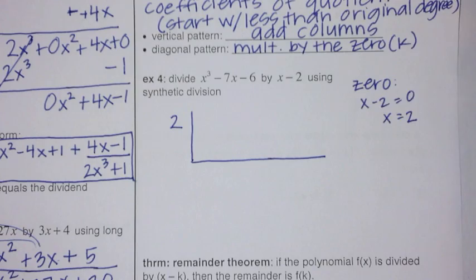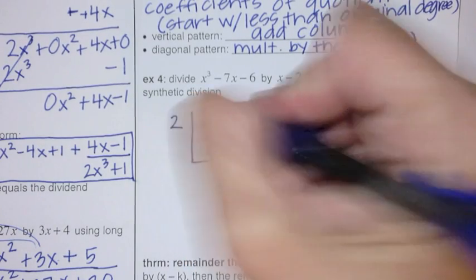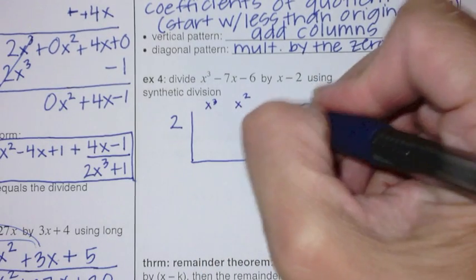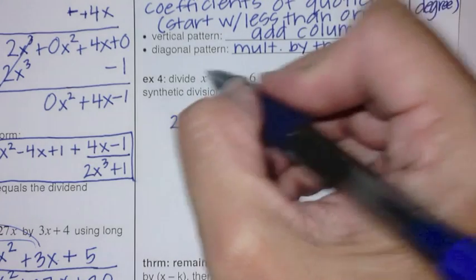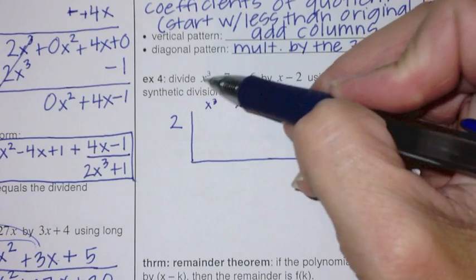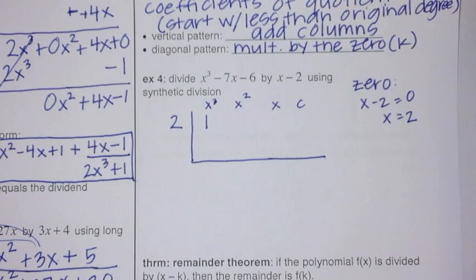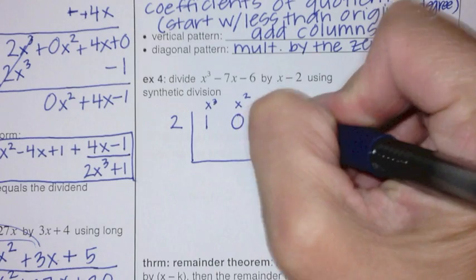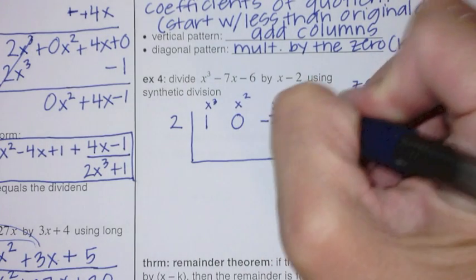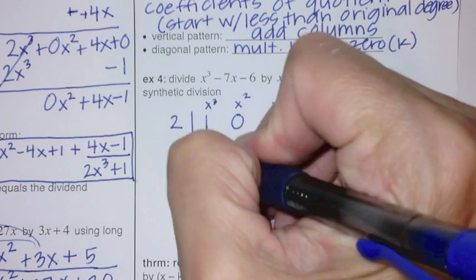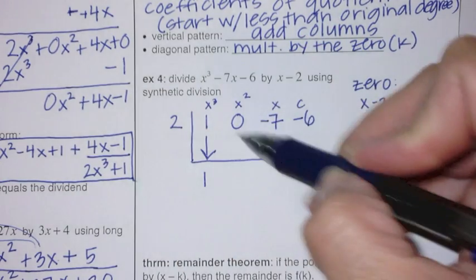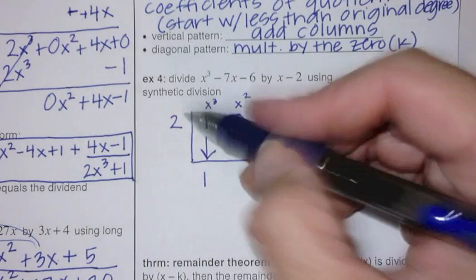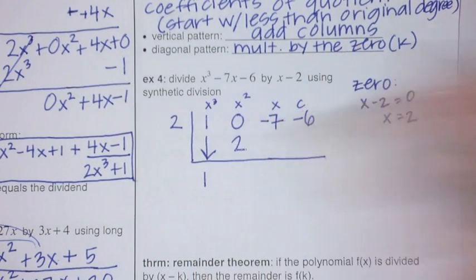And then what I recommend that you do is just above here, start with your highest power of x and go down till you get to your constant. So that way you can fill this in properly. So the coefficient for x cubed is 1. We don't have an x squared, so it's 0. The coefficient of x is negative 7, and the constant is negative 6. So we bring down the 1. The diagonal pattern to fill out this one is to multiply whatever number this is by your k value or your 0. So that's 2.